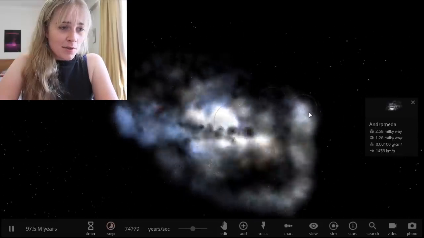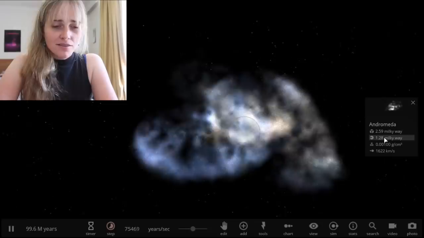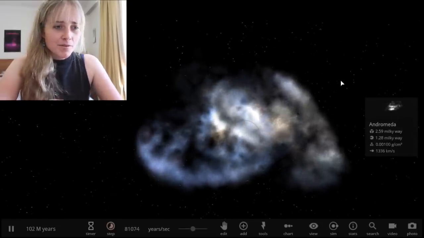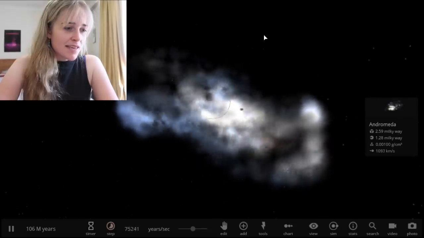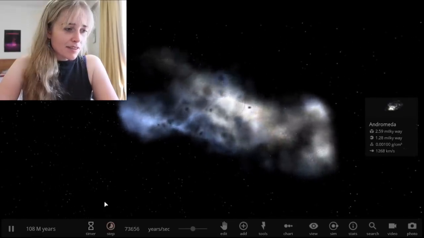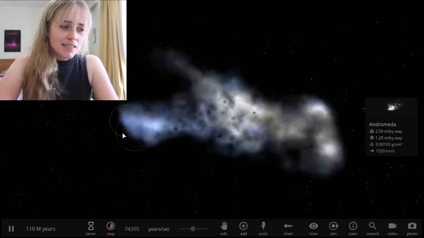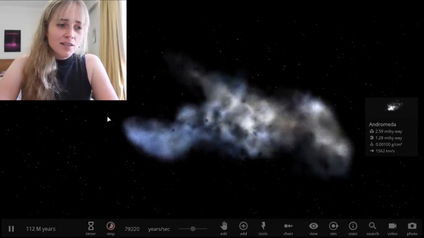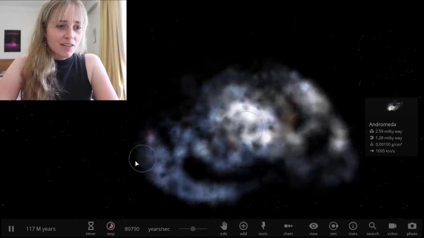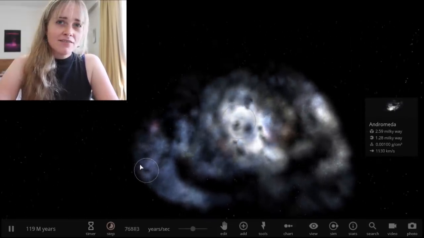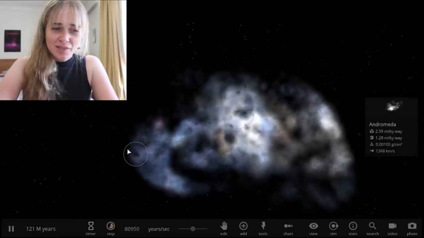Okay, so this is our swirling mess. I wonder if it will settle down to become a regular shaped spiral galaxy, or what its final shape is going to be. It's been a casual 107 million years so far. Actually, it seems pretty fast. I don't know how much longer it would take to reach a bit of an equilibrium.